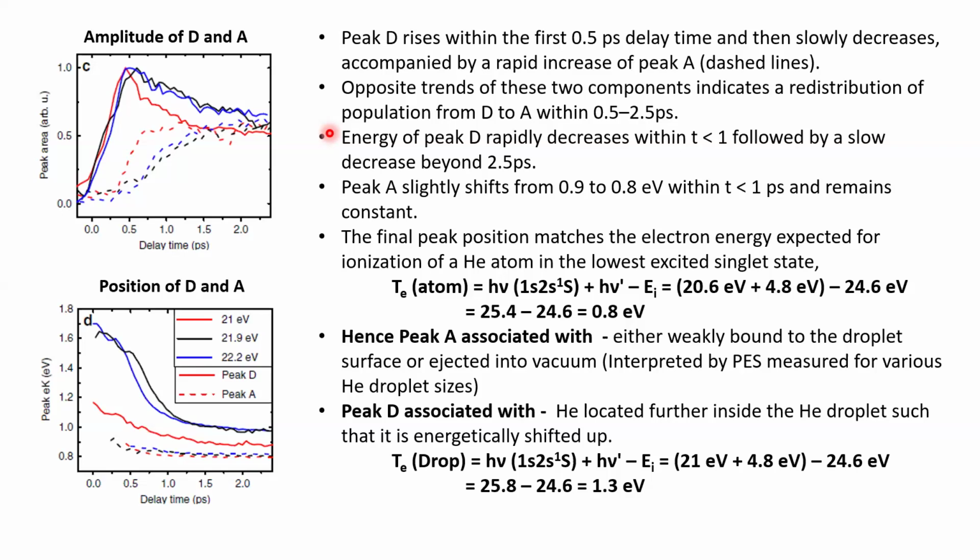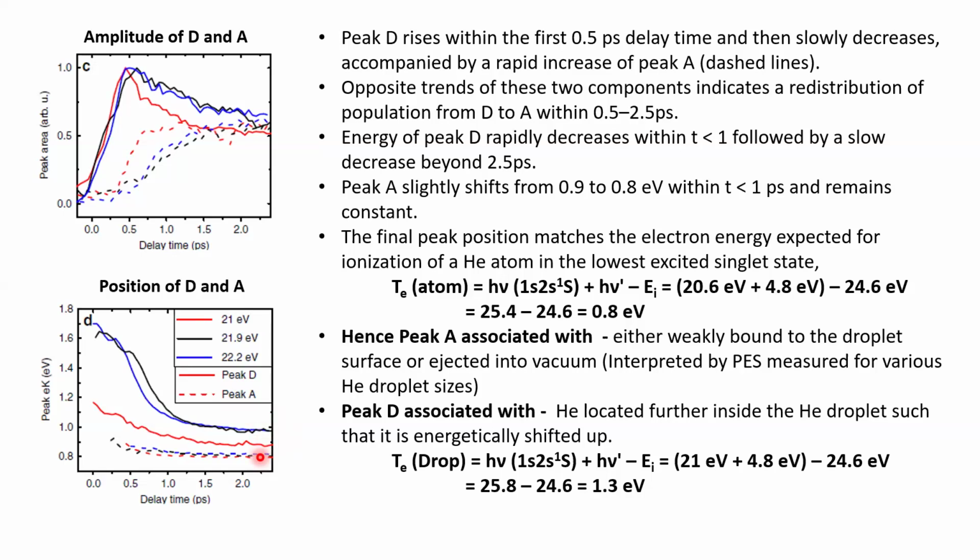This opposite trend indicates the redistribution of population from D to A within 0.5 to 2.5 picoseconds. The energy of the peak, which is represented in the second plot, the energy of peak D, rapidly decreases within t less than 1 picosecond, followed by a slow decrease beyond 2.5 picoseconds. And peak A slightly shifts from 0.9 to 0.8 electron volt within less than 1 picosecond, and remains constant.